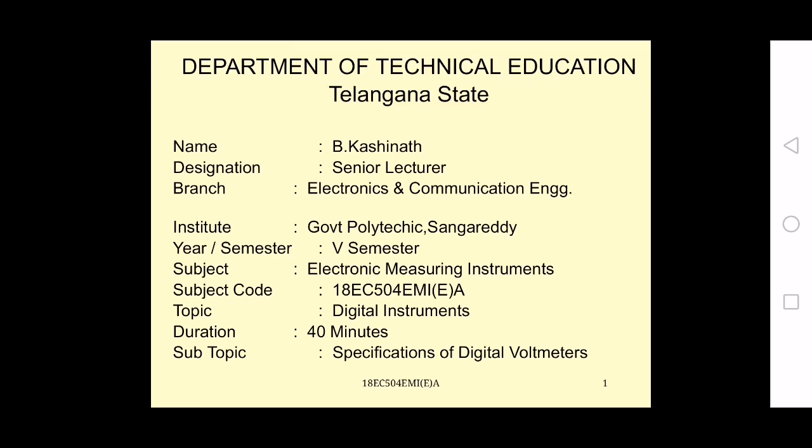And the topic is the third chapter, digital instruments. In that one we are going to discuss the specifications of the digital voltmeters. In the previous class we discussed the advantages of digital instruments over analog instruments. In this class we will discuss the specifications of the digital voltmeters.